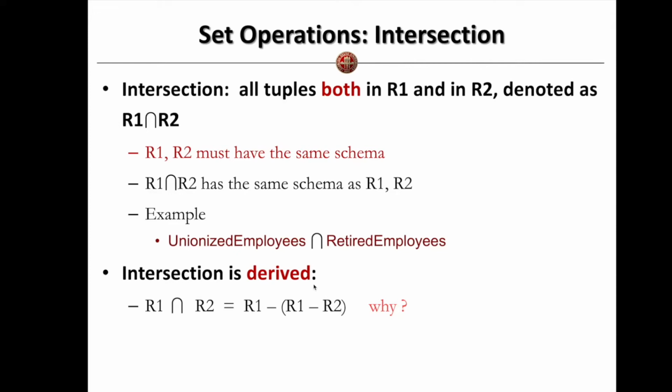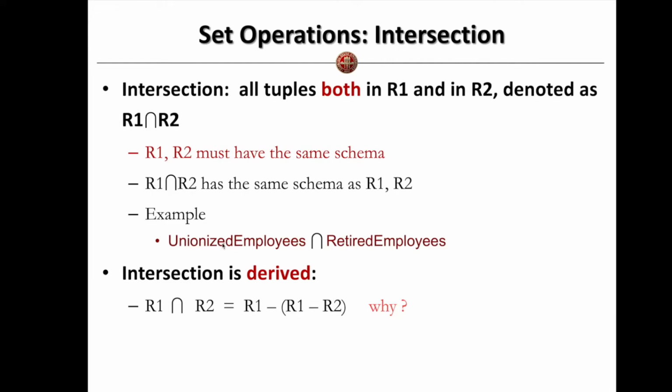Since it is defined based on the difference, therefore we also have some requirements for this R1 and R2 as inputs. So the R1 R2 should have the same schema, right? So this intersection can work on two relations with the same schema. This is a prerequirement. As for the output of R1 cap R2, the output is also a relation, and this relation also has the same schema as the input, right?